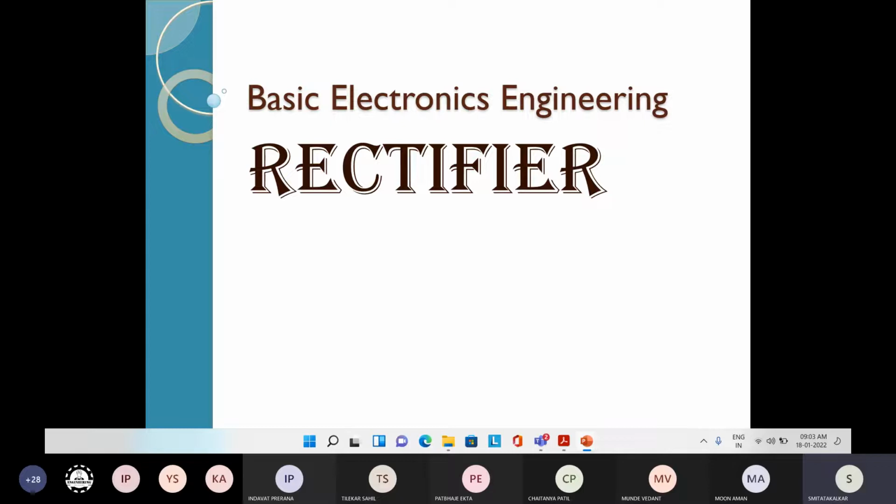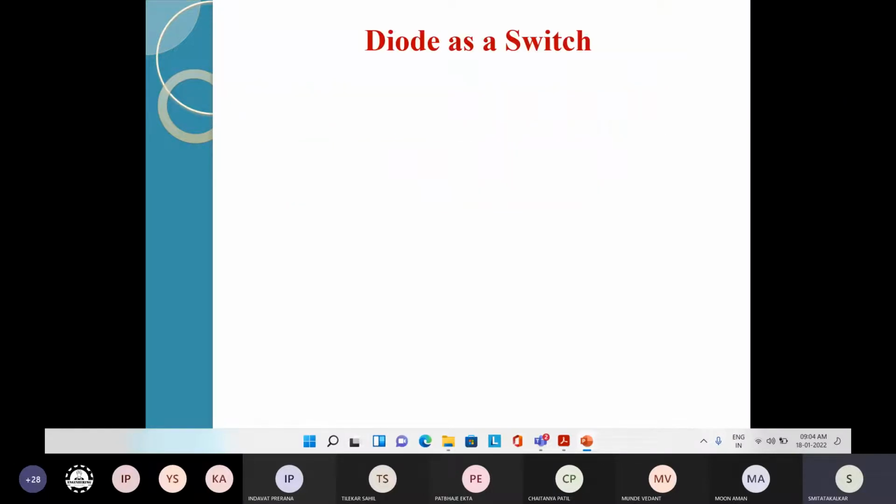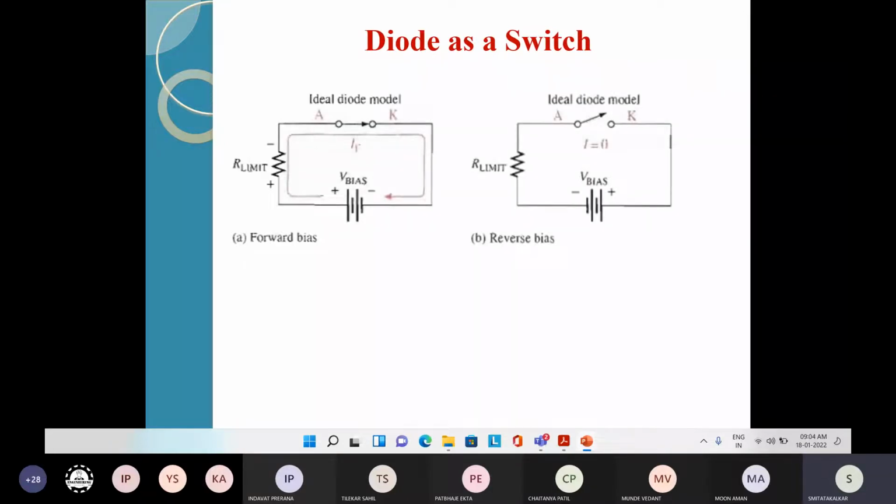In the previous session, yesterday, I taught the PN junction diode and diode as a switch. Recalling that session: this is the diode as a switch. It conducts in forward bias, but in reverse bias the diode is an open switch. That's why the diode is not conducting in reverse bias.